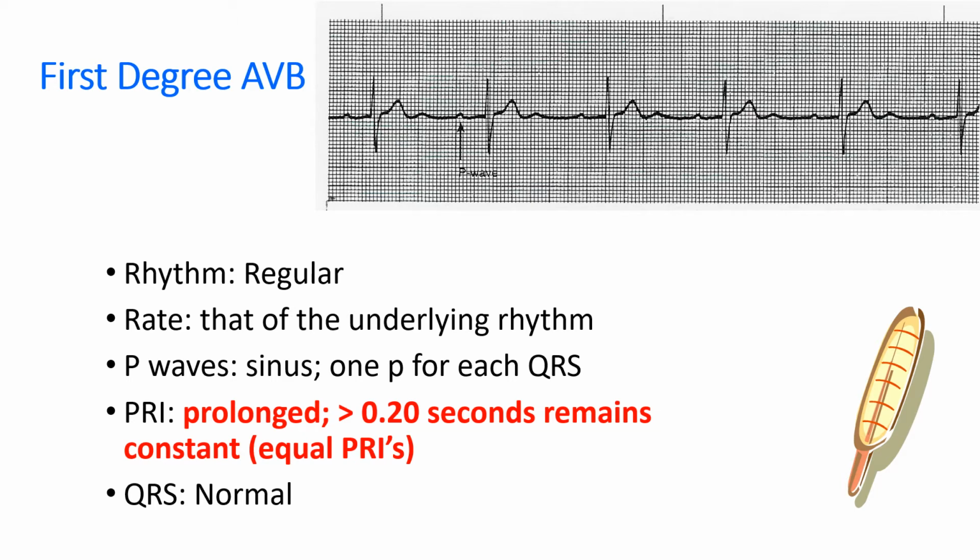So you identify that the rhythm is regular. You would determine what the rate is. You note that there are P waves and there's a P for every QRS. If you do not measure the PR interval, I'm going to just mark where you're measuring your PR intervals. If you didn't notice that they're greater than 0.20, then you would miss that it is a first degree AV block. Your QRS is normal because it is still coming from the atrium.